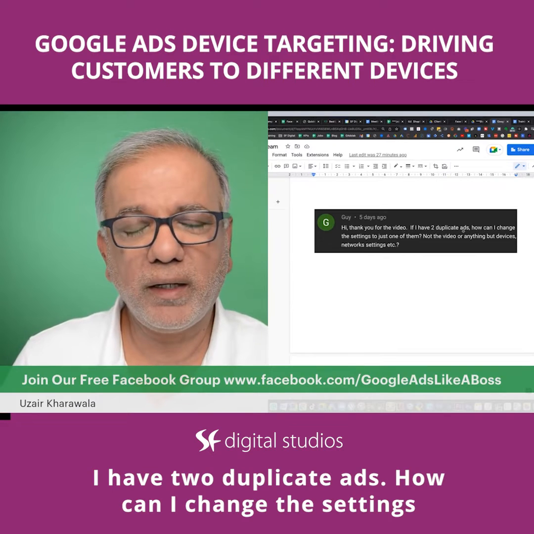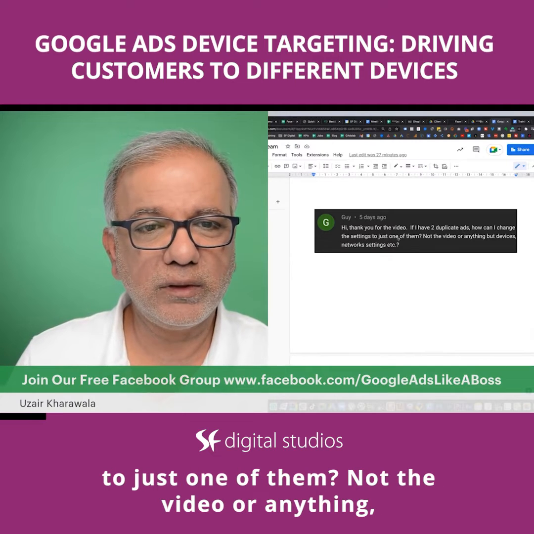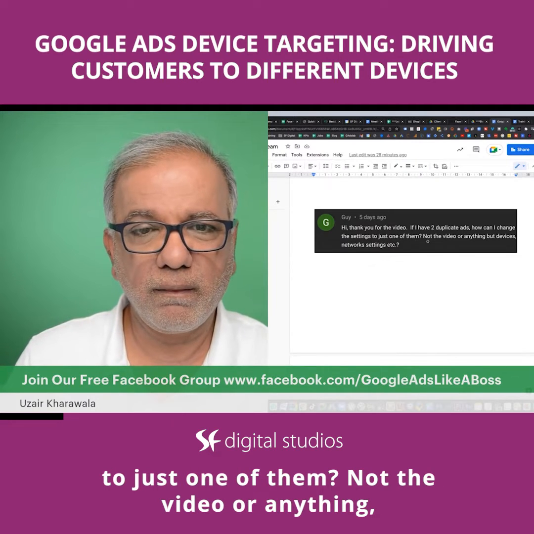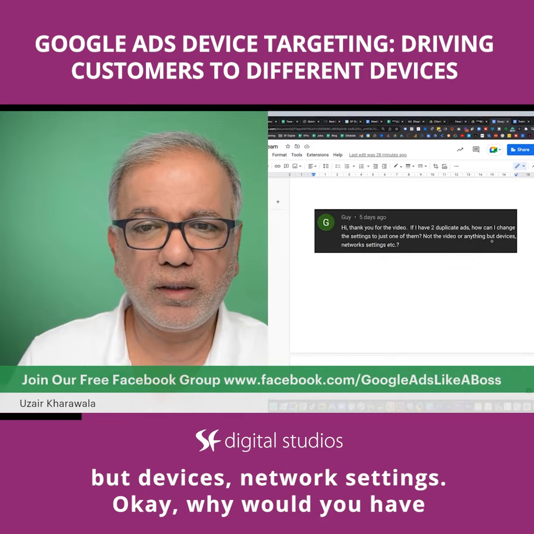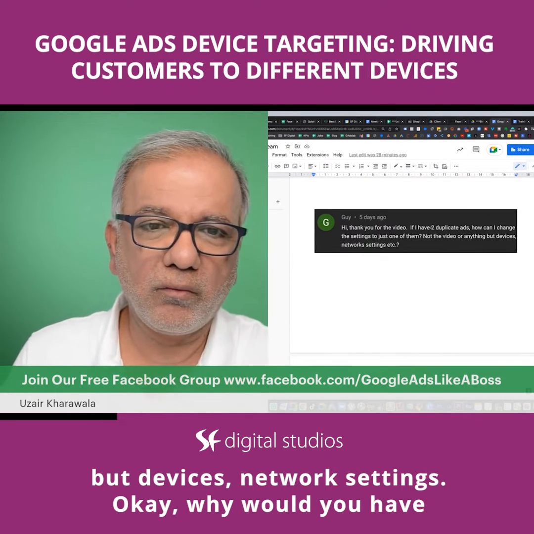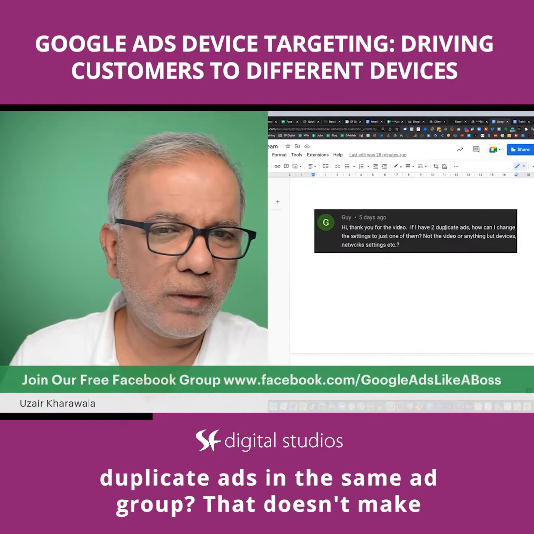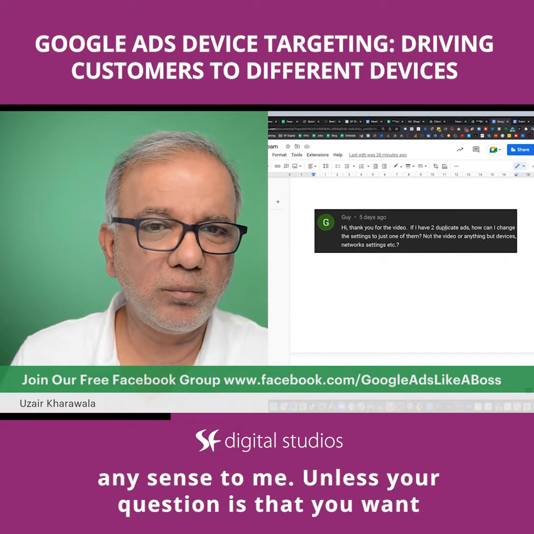I have two duplicate ads. How can I change the settings to just one of them? Not the video or anything, but devices, network settings. Okay, why would you have duplicate ads in the same ad group? That doesn't make any sense to me.